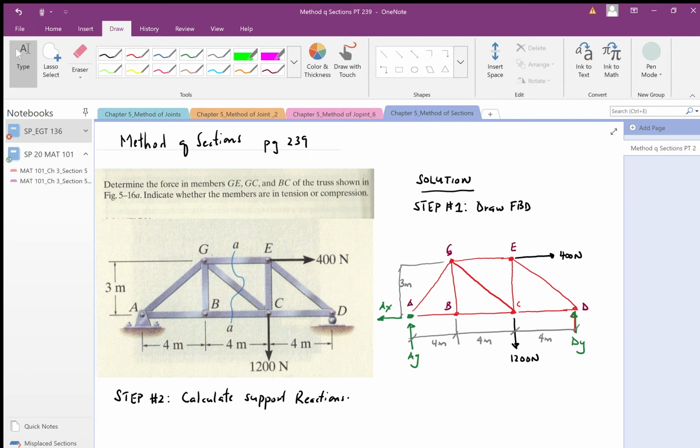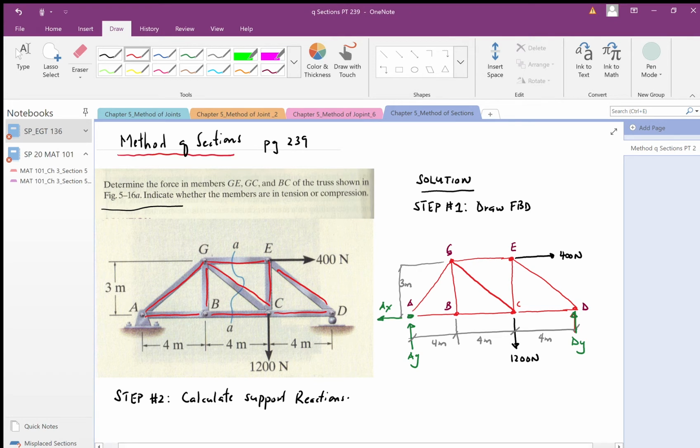Okay, let me just back up. When it comes to method of sections, you can still use method of joints to analyze a particular frame. But what if you have quite a few members? You have AG, AB, BC, CD, DE, EC, GE, CG, BG. So these are a lot of members to really evaluate. So one trick to use is what we know as method of sections.